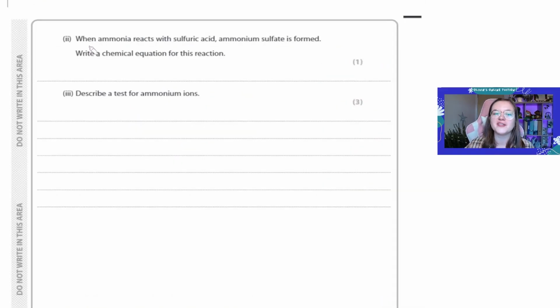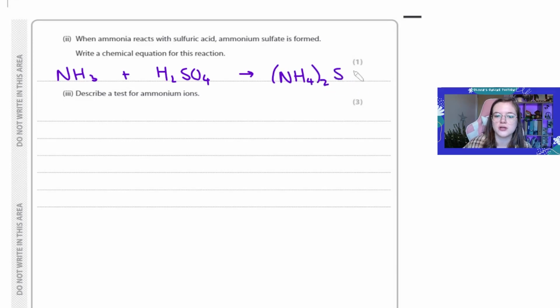There we are. In part 2, when ammonia reacts with sulfuric acid, ammonium sulfate is formed. Write a chemical equation for this reaction. We're being told what ammonium sulfate was in the last question, which is quite nice of them. So all we need to do is just fill it out. So we've got ammonia, which is NH3, plus sulfuric acid, which is H2SO4. That's going to go to ammonium sulfate, which we were told in the last question was (NH4)2SO4.